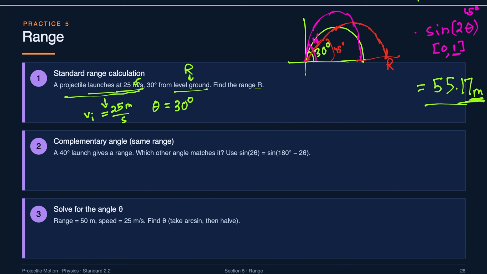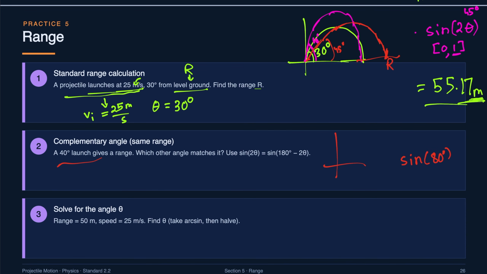Now let's go over complementary angles. A 40-degree launch gives a range. Which other angle matches it? So before using formulas or anything, let's just go over the basics. Sine 2 theta is the formula used in the range, right? So this would become what? Sine of 80 degrees. Because this is what? It's 40 times 2.